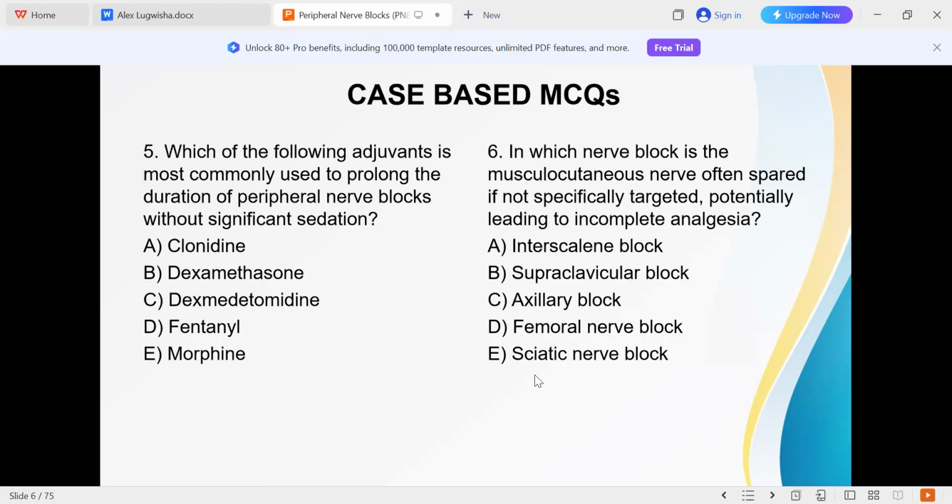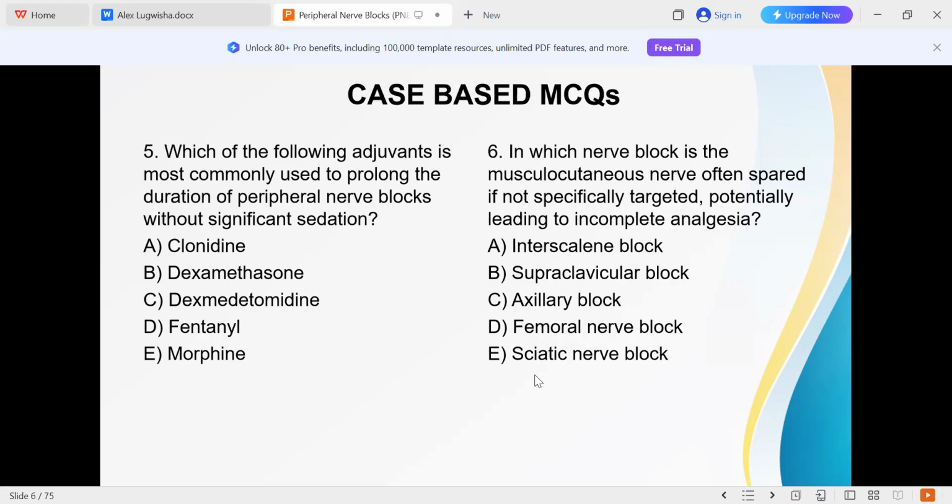Wait, some people are saying A, some people are saying B, some people are saying C. What is the consensus? B, dexamethasone. Are you sure? C, yes, because it doesn't offer sedation. I will take C. Any quarrel with C? Dexamethasone can cause sedation. Dexamethasone does not cause any sedation.